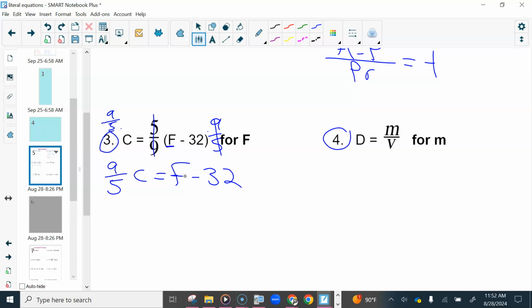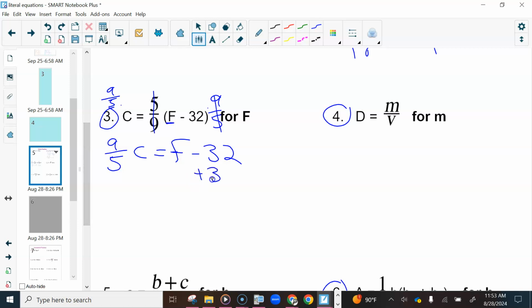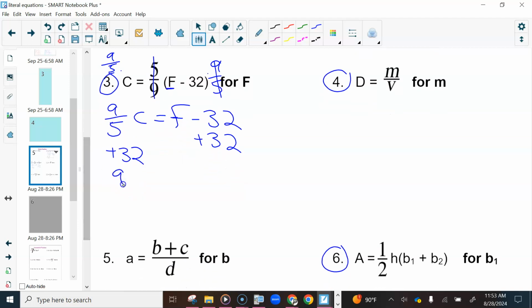And then to get F by itself, what would we do? Get rid of 32. By doing what? Add. Now, these are not like terms, so we're just going to rewrite it. 9/5 C plus 32 equals F. This is a real formula in real life. You can use this in real life. If you were ever curious about Celsius to Fahrenheit, that is that conversion.